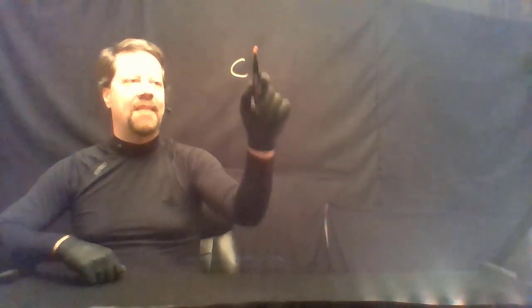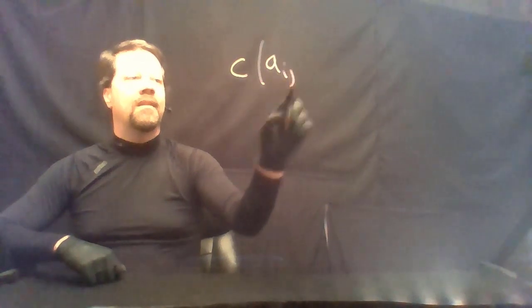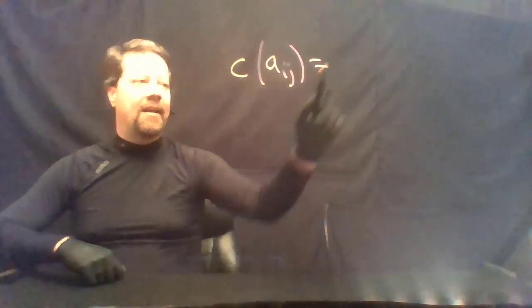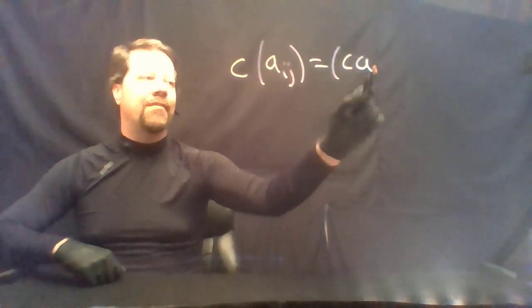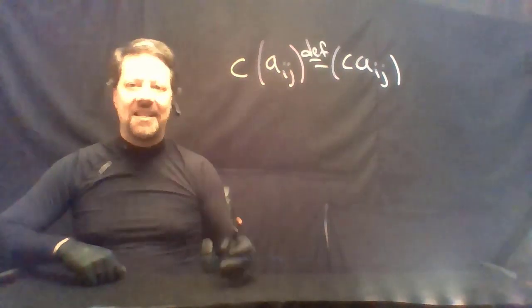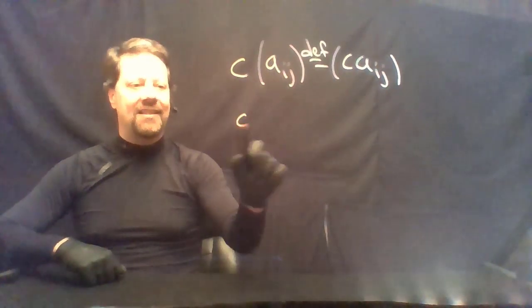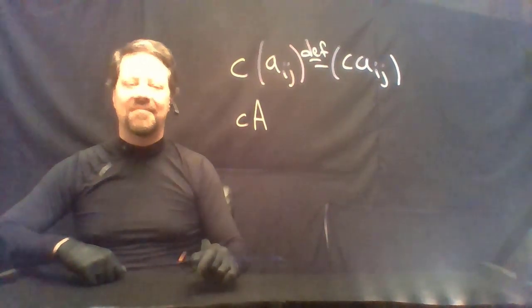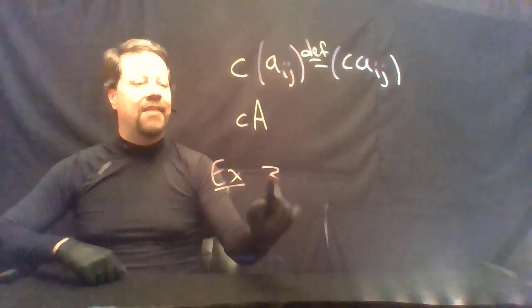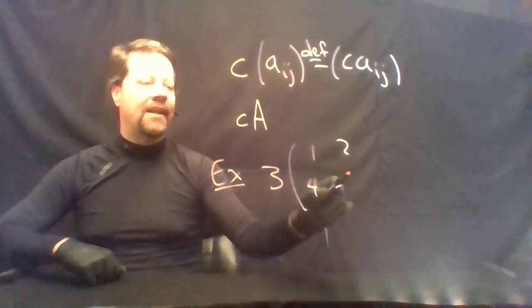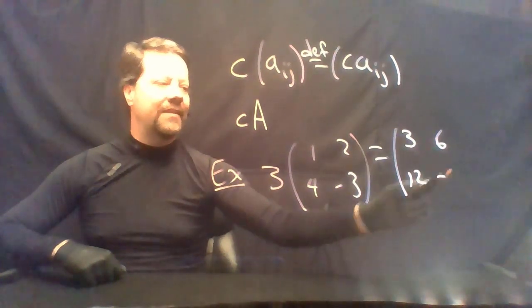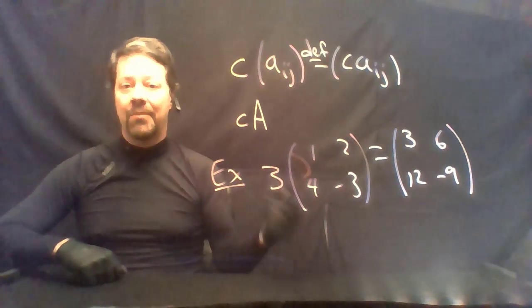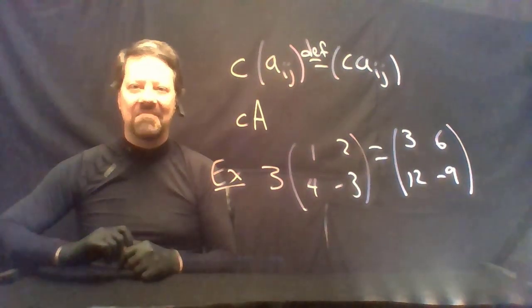It is also possible to rescale a matrix. C times a matrix A_ij. How do you calculate a scalar times a matrix? Well, you just rescale all of the entries. This is a definition. It tells you what we mean when we take C times a matrix A. So for example, if I have 3 times 1, 2, 4, negative 3, what I get is 3, 6, 12, negative 9. We simply multiply all of the entries by that scalar.